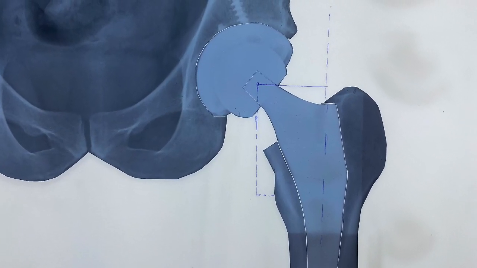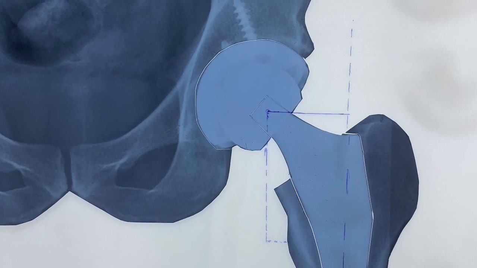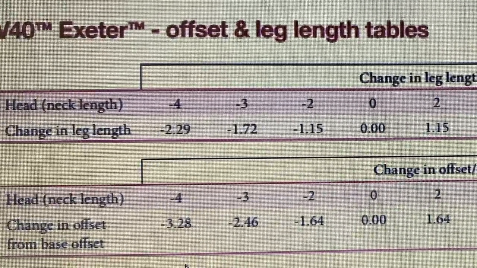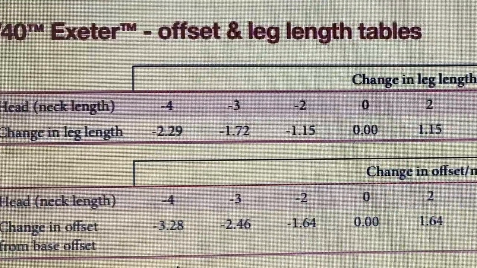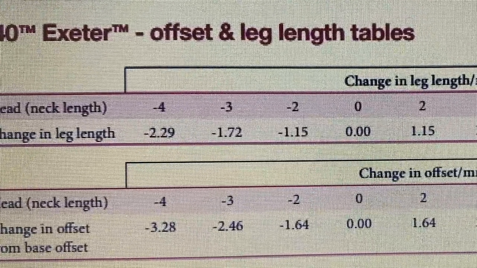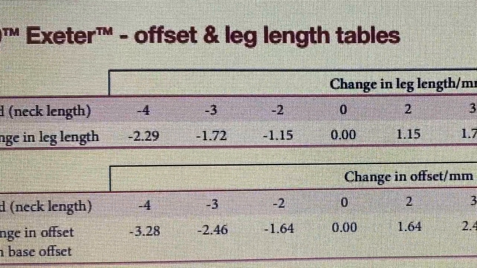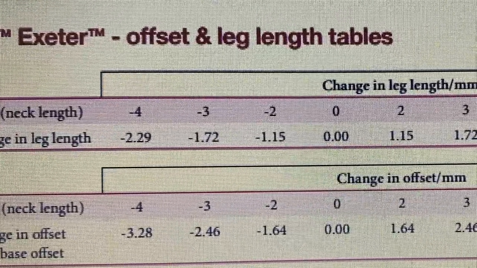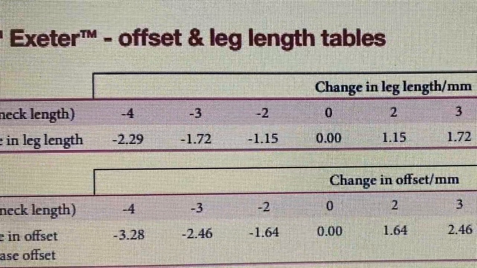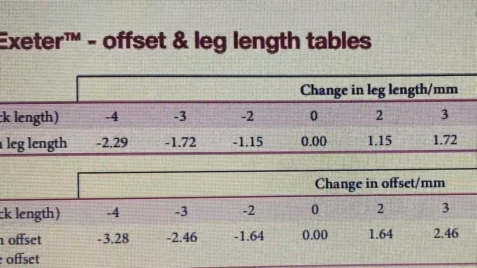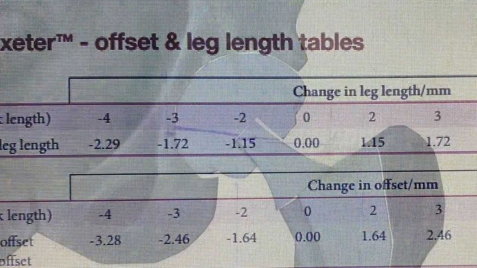This is to note that change in the neck length or the head offset does not equally affect the horizontal offset, that is the femoral offset change, and the limb length change. It follows the trigonometric formula. For example, in Exeter stem, when you change the offset from 0 to -4, the leg length decreases by 2.29 millimeters, while the horizontal offset decreases by 3.28 millimeters.